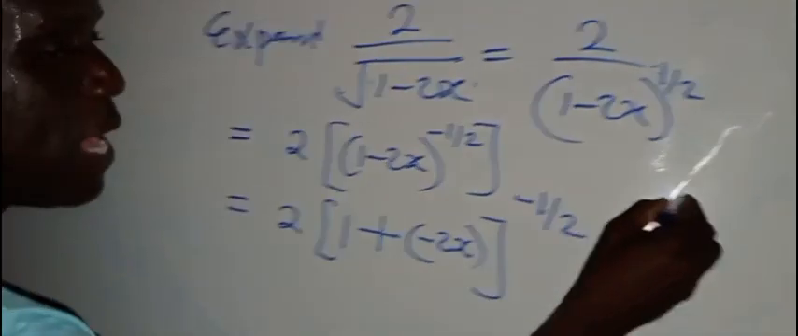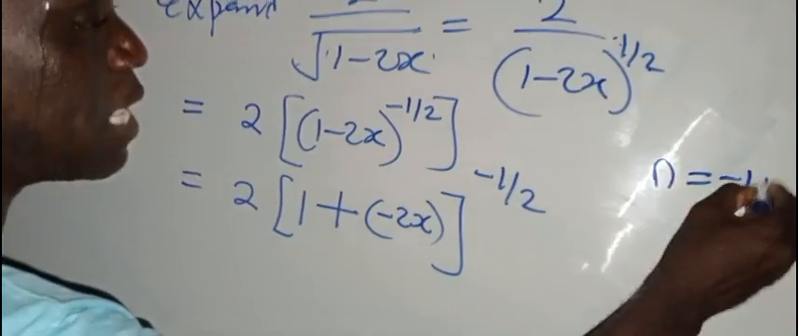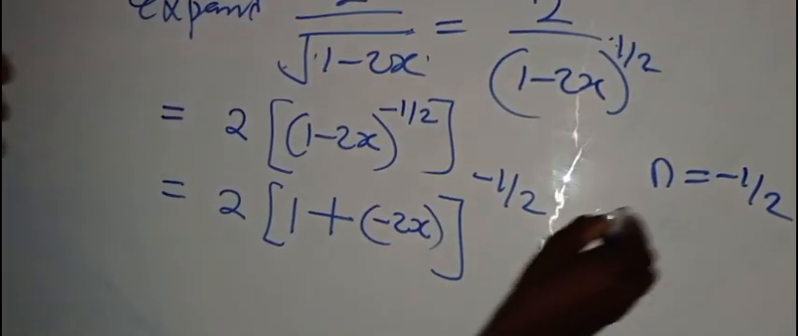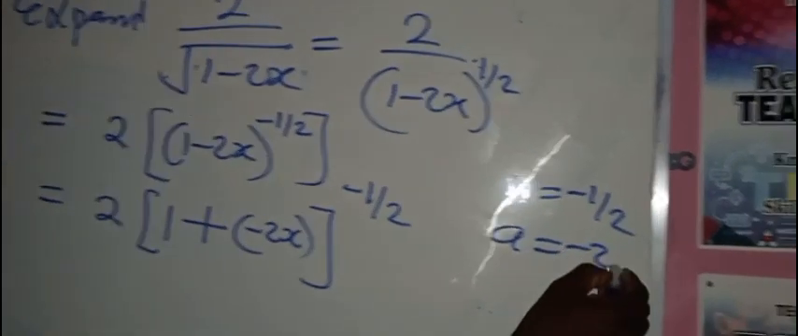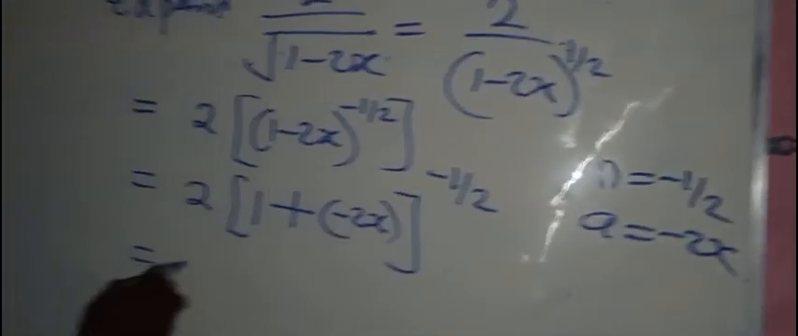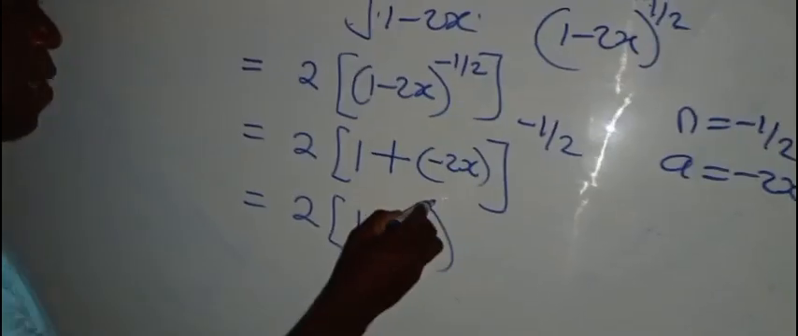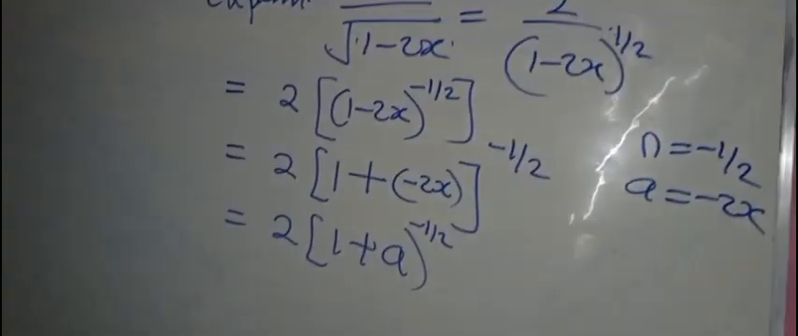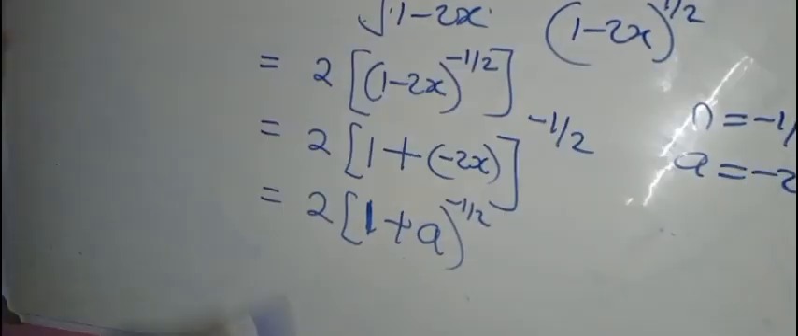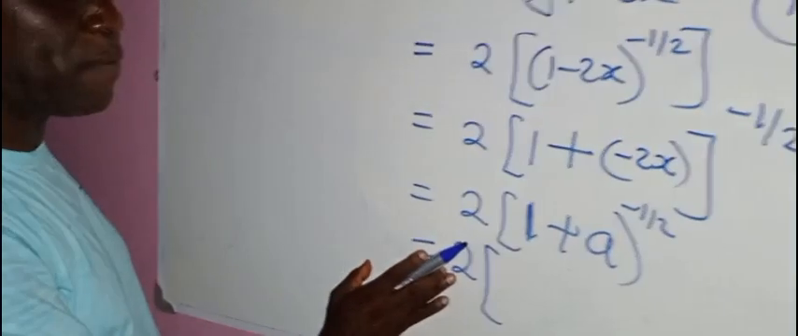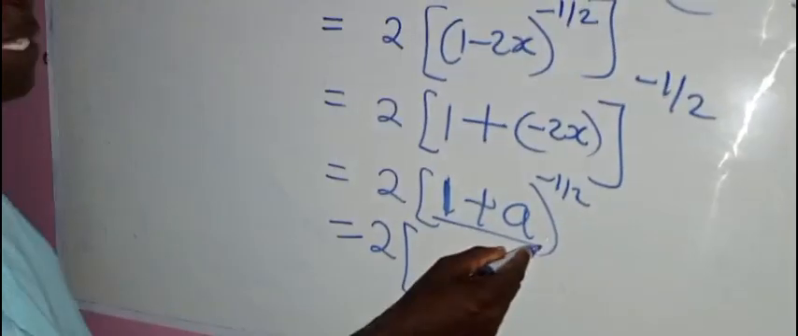So in this case, your n exponent is minus half. Your a is minus 2x. Because this will become 2 into 1 plus a raised to power minus half. Is that not so? This place must always be 1. If it is not 1, I will tell you later what we'll do very soon. So this will be 2. So this one, you don't have any problem with this one. So it's this one that you are going to use binomial expansion.